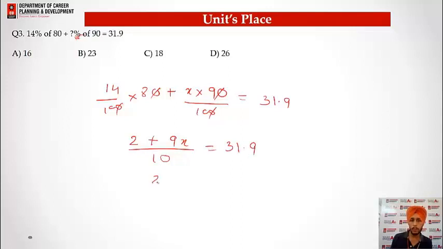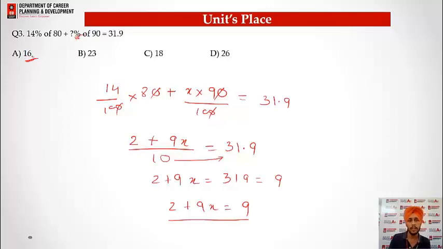Is equal to 31.9. So 2 plus 9x is equal to, when 10 gets multiplied on the other side of the equals sign, this decimal will be cancelled out. So it becomes 319, or we will write its unit place only, that is 9. So 2 plus 9x is equal to 9. So this is our final equation. So let's check our options.